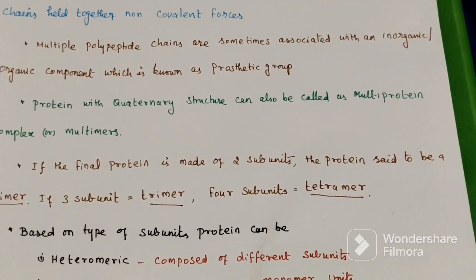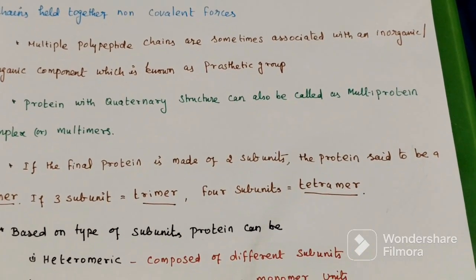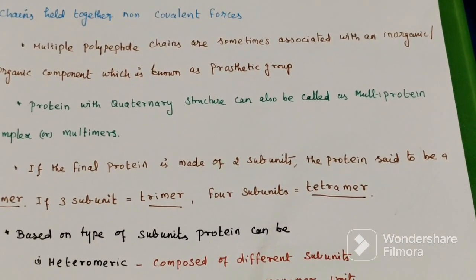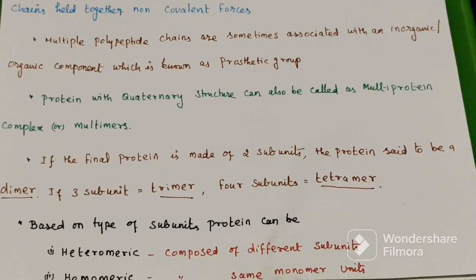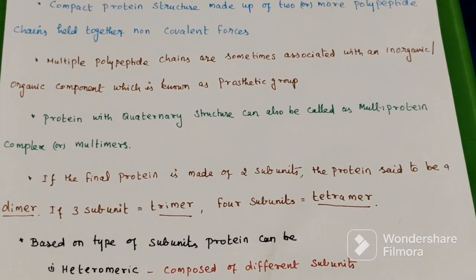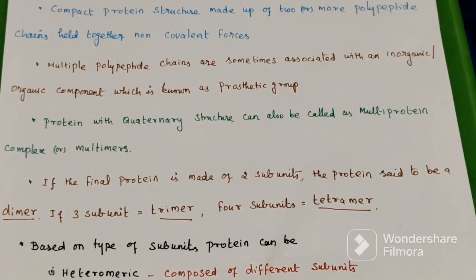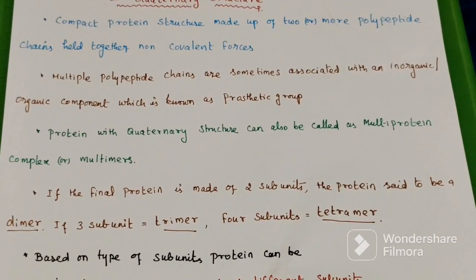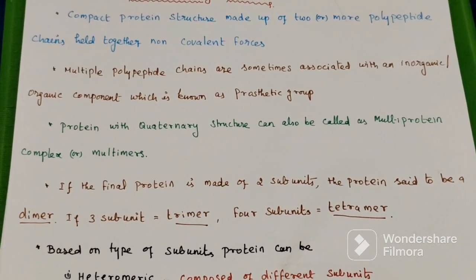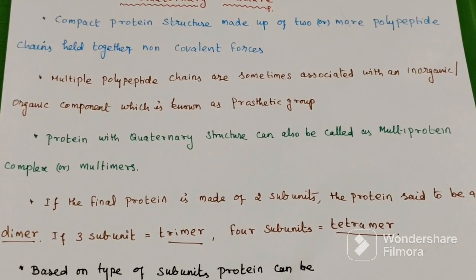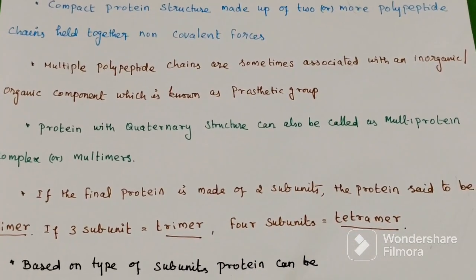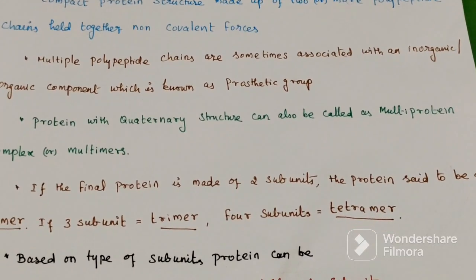Now, based on how many subunits are present, there can be multiple subunits, and these multiple subunits can be associated with an organic or inorganic, non-protein component. That component is called a prosthetic group. Multiple polypeptide chains are sometimes associated with an organic or inorganic component, which is known as a prosthetic group.